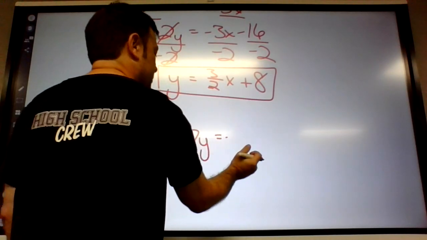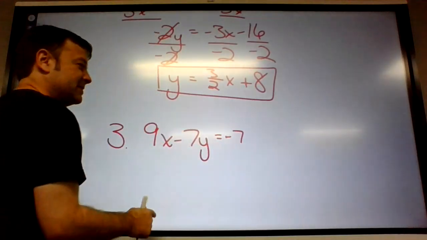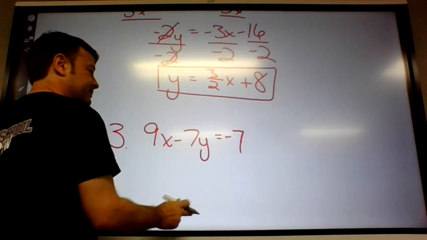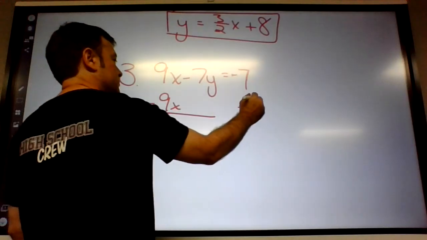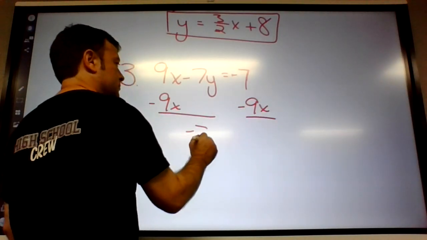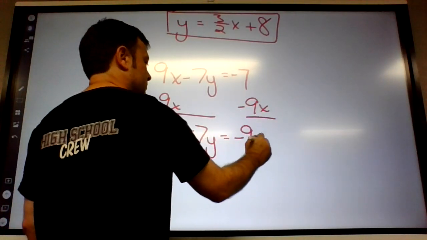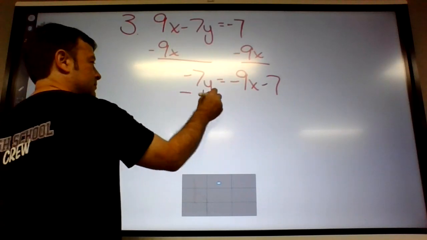Alright, let's just take turns. How about Timothy? On 3? Subtract 9x. Negative 7y equals negative 9x minus 7, divided by negative 7.